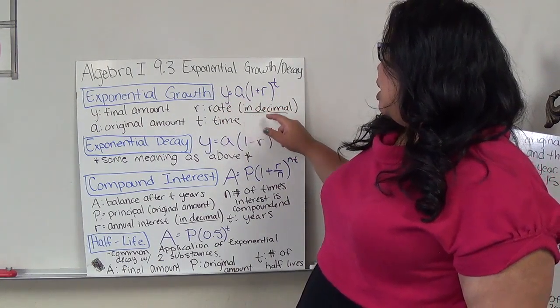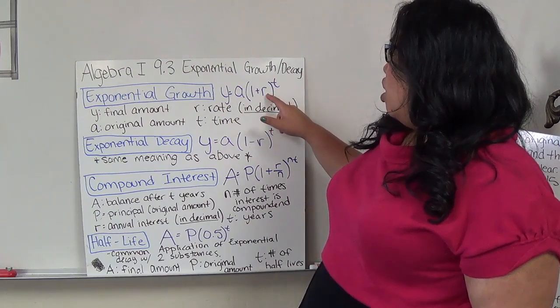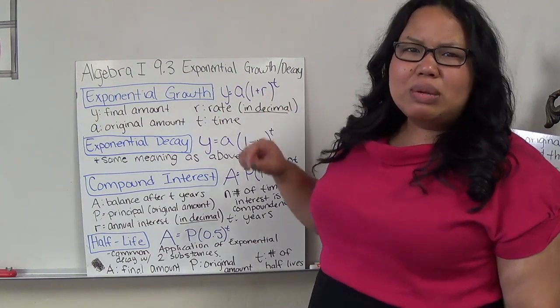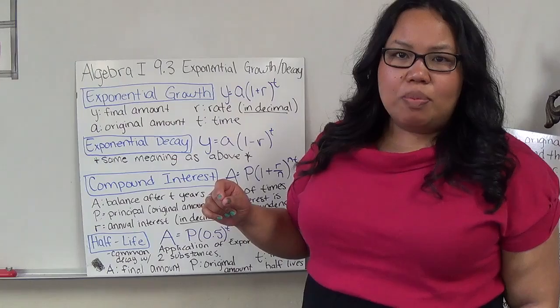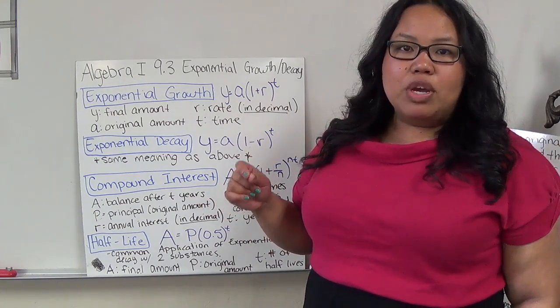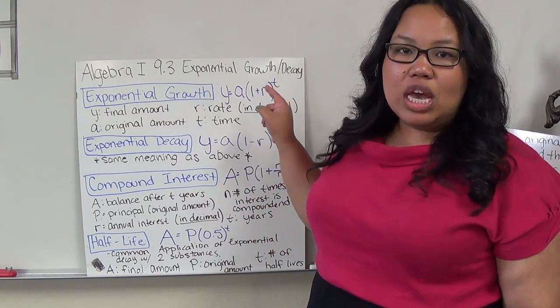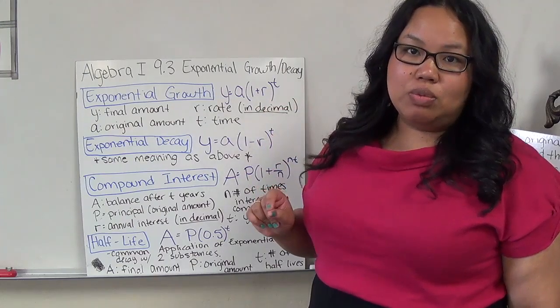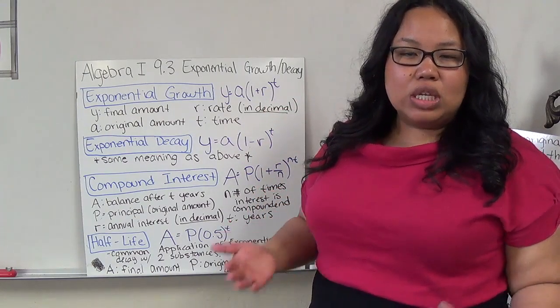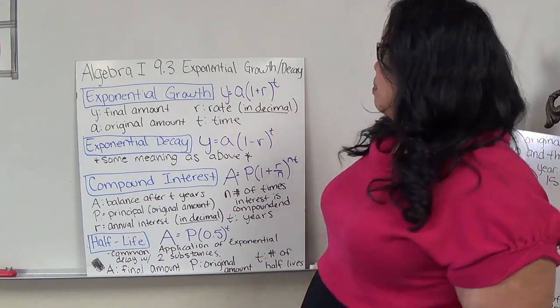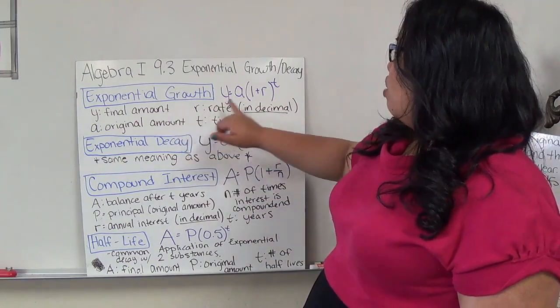The rate in decimal is R. Okay, sometimes I'll give you in percentages for the rate, but in order for you to put it into the calculation, it has to be in decimal. And remember, in order for you to put a percentage in decimal, you just divide it by 100. Your original amount is what you start off with.